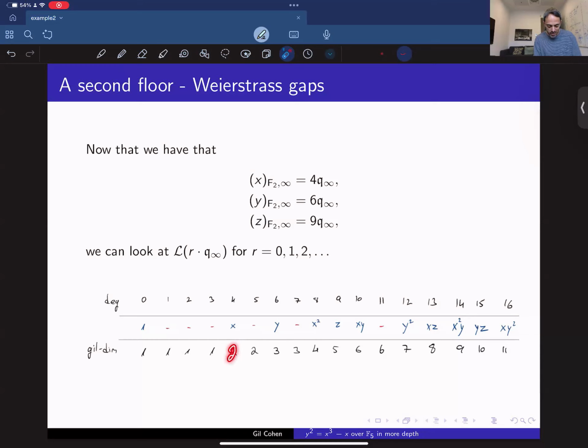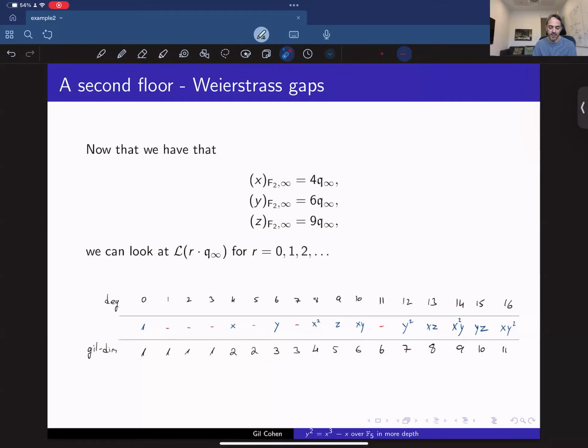So now the dimension, like the Gill dimension, is 2, because you have 1 and X sitting inside L of 4 Q infinities. Potentially there could be more, maybe. At 5 I couldn't find anything, but at 6 you can use Y, right? Because you have this 6Y here. So the dimension increased to 3, right? So the gaps are here, here, here, and here at this point. And then you can continue like that.